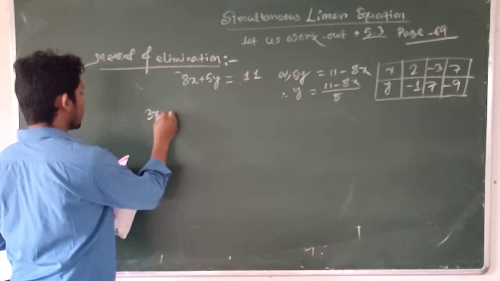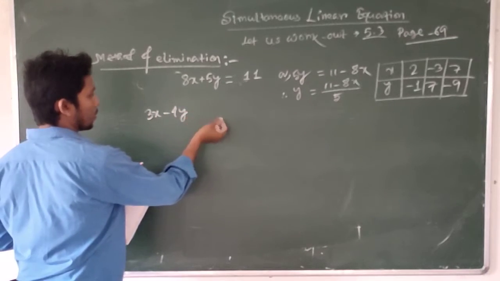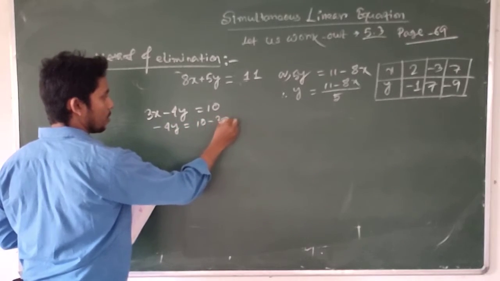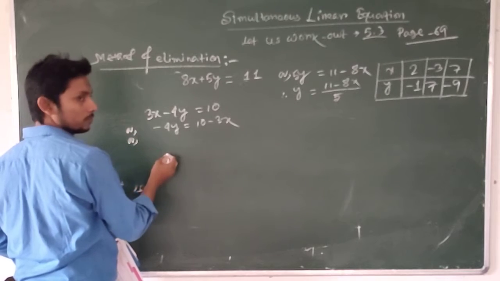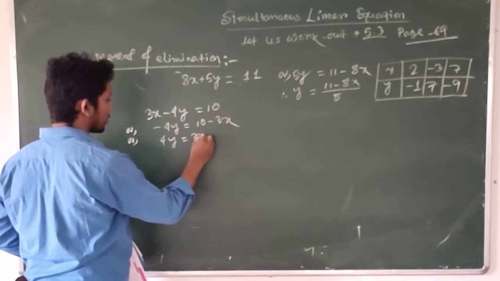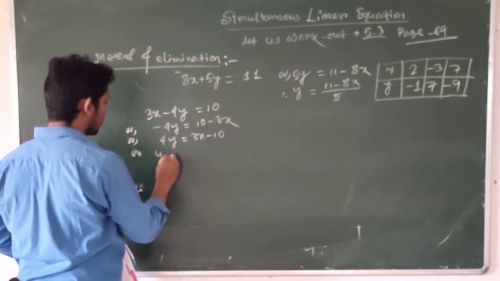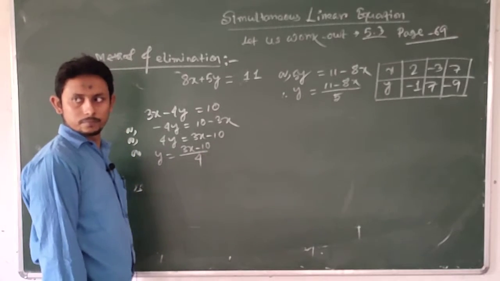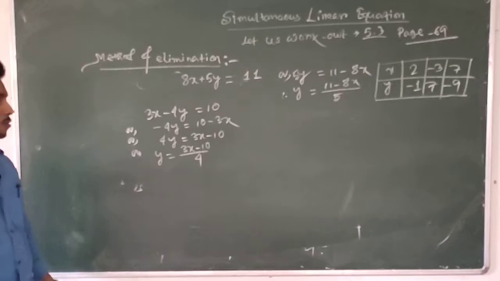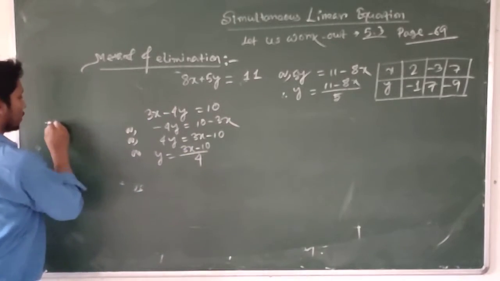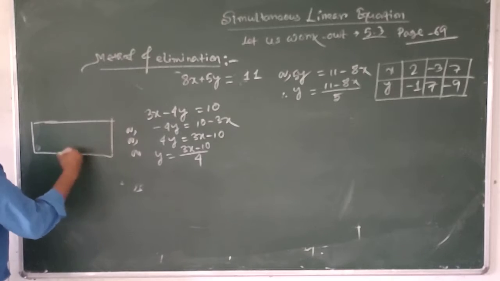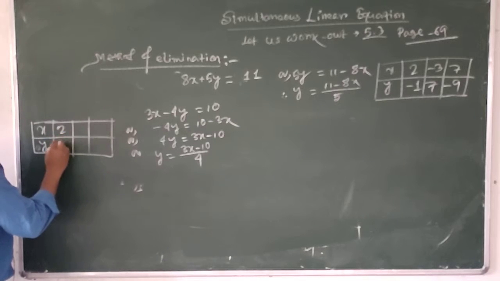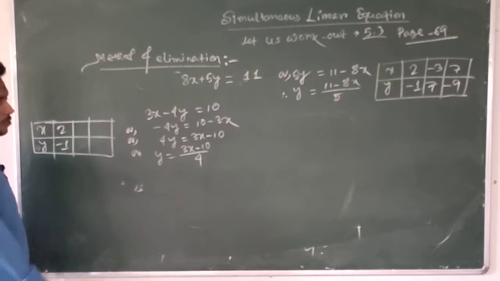The other equation is 3x minus 4y equals 10. So here minus 4y equals 10 minus 3x, or 4y equals 3x minus 10. That means y equals (3x minus 10) by 4. Understood? Yes or no? So now we are going to find the values again. Here, again with closed eyes, you can put 2, minus 1 there.